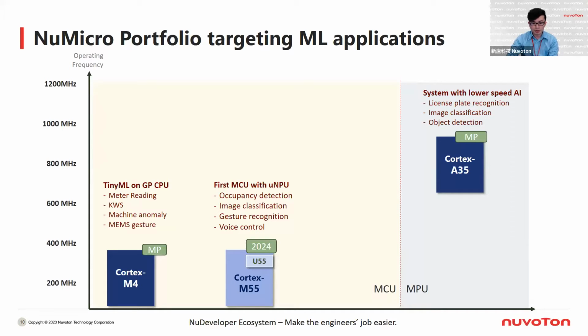The A35 falls under our NPU platform with an 800 MHz computational capacity. It is ideal for running larger models that typically don't fit into our MCU. These larger models are more suited to be executed on our NPU platform.